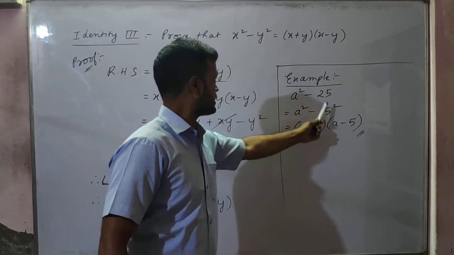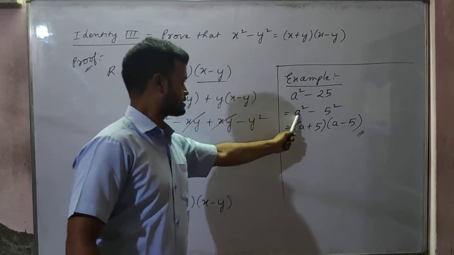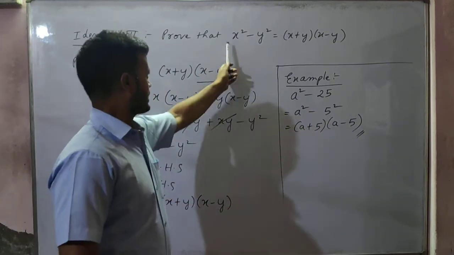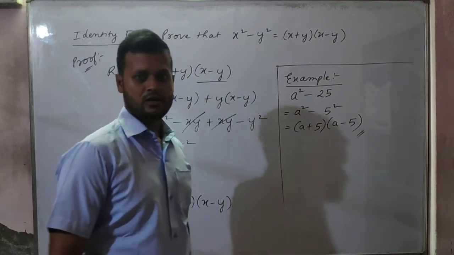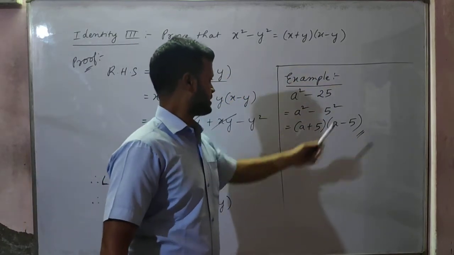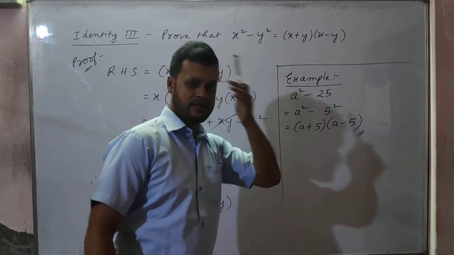So it became a square minus x square minus y square. It became, or not? See, x square minus y square, a square minus 5 square. x square minus y square, a square minus 5 square. Same, no? So x square minus y square. What is the formula? x plus y into x minus y. So a square minus 5 square will be a plus 5 into a minus 5.